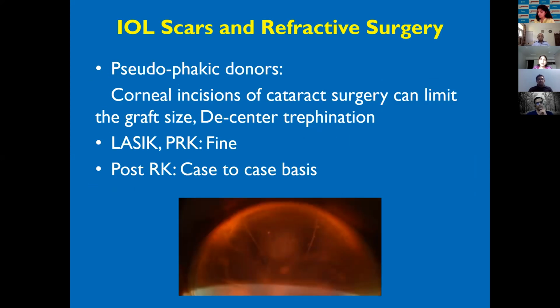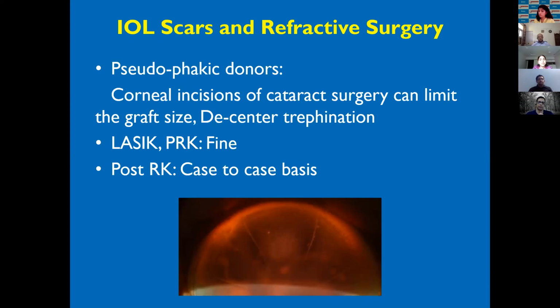What about cataract and refractive surgery donors? Now, in pseudophakic donors, the corneal incisions of cataract surgery may limit the graft size. So it is important in these cases to decenter the trephination and also avoid the areas of the scar. Now, this all depends upon how healthy the endothelium is in these cases. So if the endothelial count is good, we can use these donors. Obviously, some bit of decentration may be required based upon the incision size.